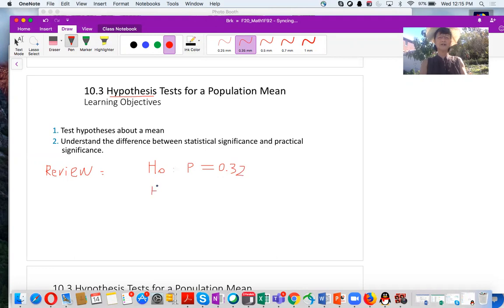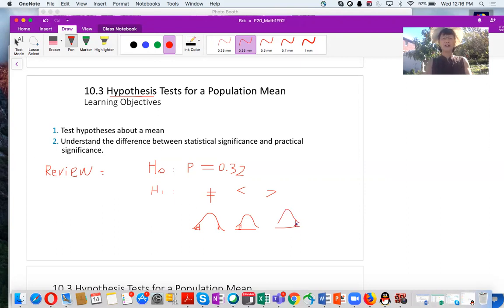Alternative hypothesis is H1. It is usually either not equal, smaller, or greater. When you have H1 is not equal, it is a two-tailed test. You have left tail area and right tail area. When you have H1 smaller than, it is a left tail test. And when you have a greater sign, it is right tail test.